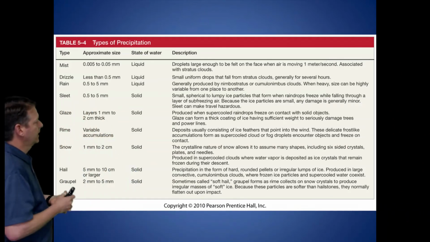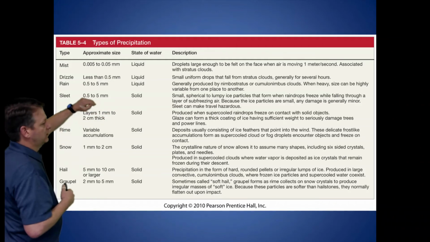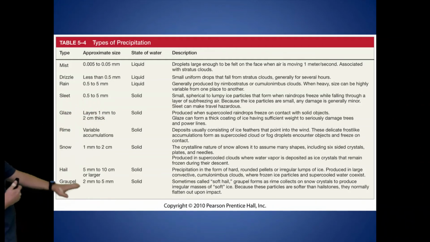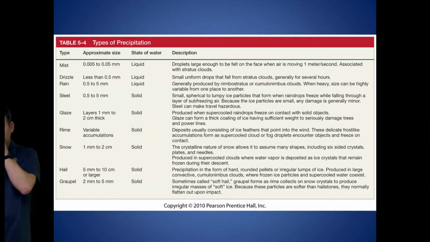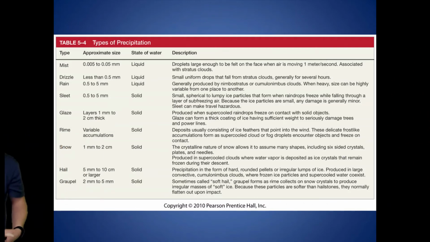Sleet, on the other hand, so now we're going to get down from sleet on down. Now we're getting into all solids here. So sleet, I already told you, is more like a round, spherical, slushy particle. It says here that it is a lumpy ice particle. Okay, it's going to be a little on the wet side.